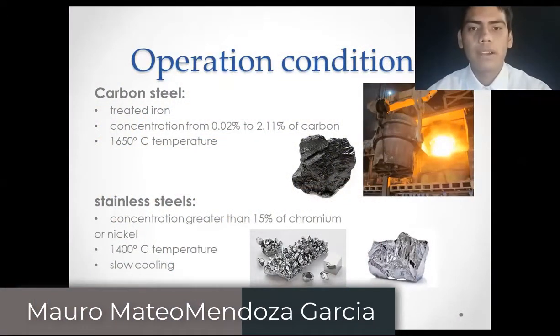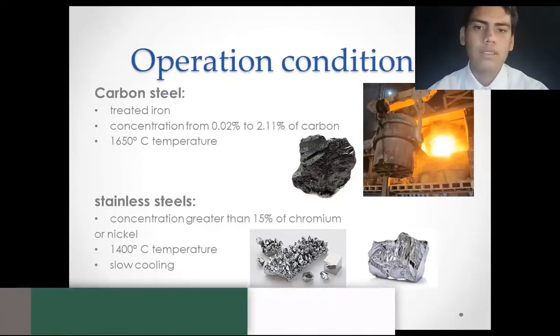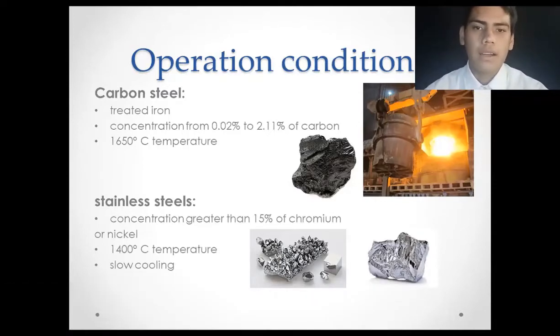Operating conditions vary with the type of steel. In the case of carbon steel, it is necessary to work with molten iron and carbon at 1650 degrees Celsius in order to eliminate harmful substances, and working with a concentration from 0.02% to 2.11% of carbon. On stainless steels, the concentration is graded at 50% of chromium or nickel at 1400 degrees Celsius, and then slowly cooled with water.